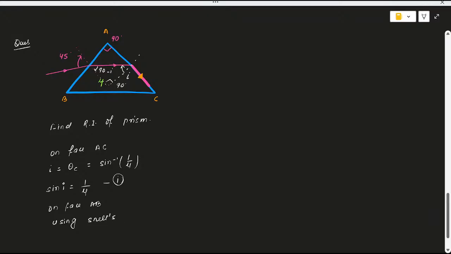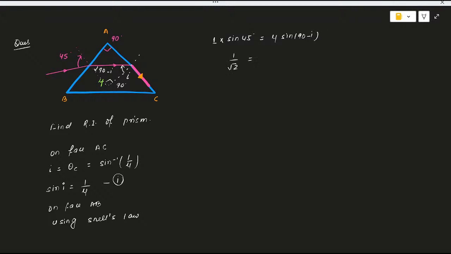You carry on with your calculation. I'm just writing it using Snell's law. What should I write? 1 into sine 45 is equal to mu into sine of 90 minus I. Sine 45 is 1 by root 2, equal to mu into sine of 90 minus I, which is cos I. So we should have got cos I is equal to 1 by root 2 mu. Say yes or no.